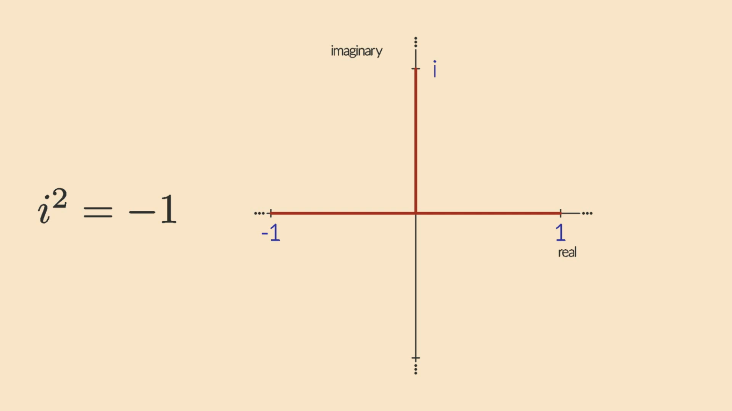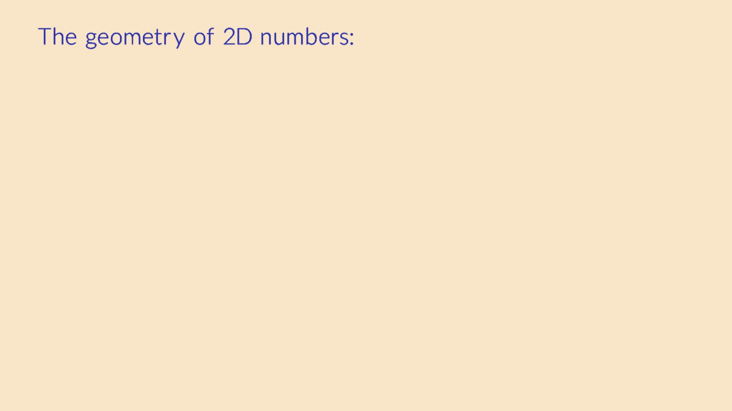We have finally figured out what i is, geometrically speaking. The number i is a rotation by 90 degrees. Or more precisely, the number i, when multiplied with any other number, rotates that number over 90 degrees. We can now draw some conclusions about the geometry of the complex numbers.